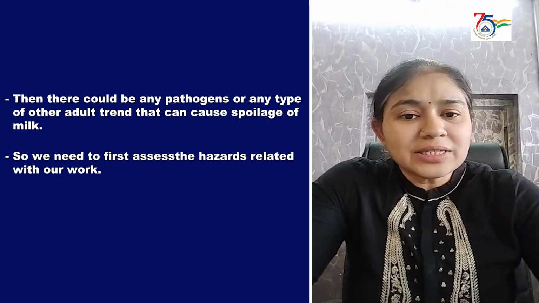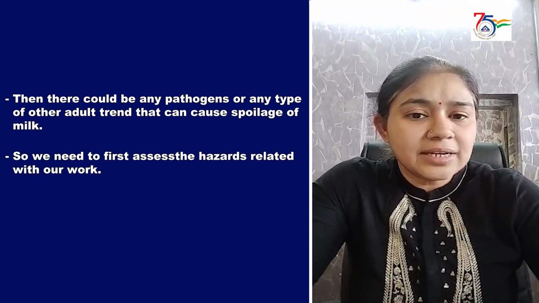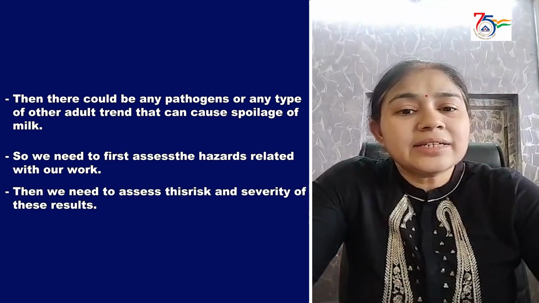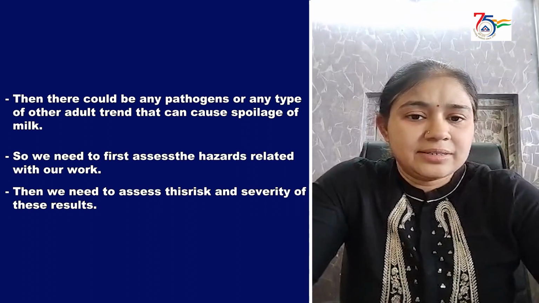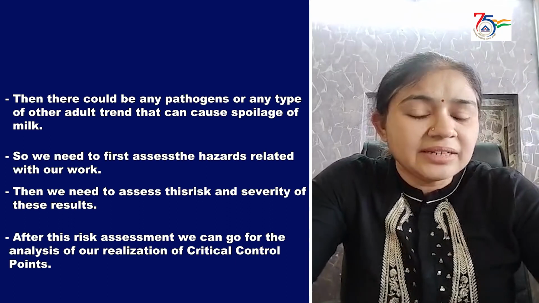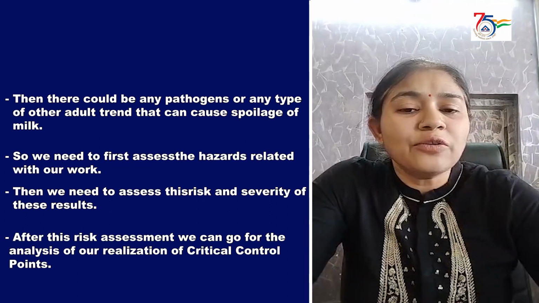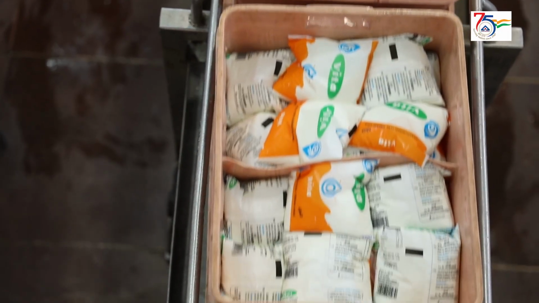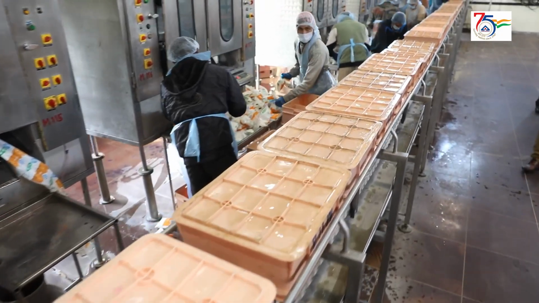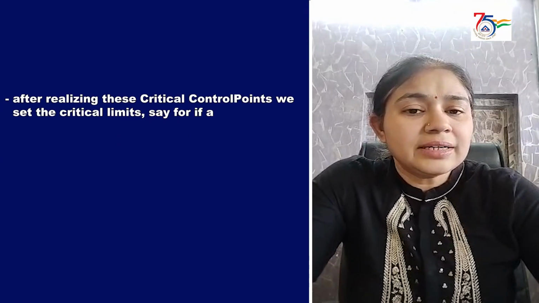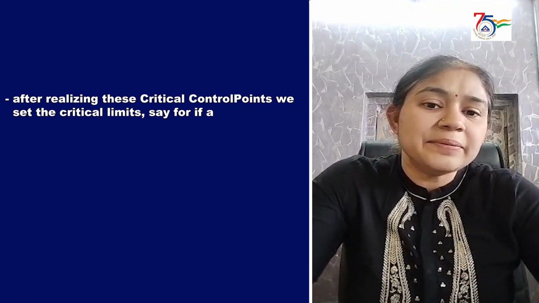So we need to first assess the hazards related to our work. Then we need to assess the risk and severity of these hazards. After this risk assessment, we can go for the analysis or realization of critical control points. In the milk industry, we have pasteurization and storage as our critical control points. After realizing these critical control points, we set the critical limits.